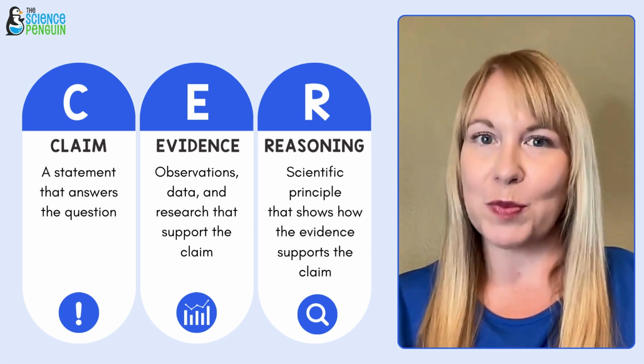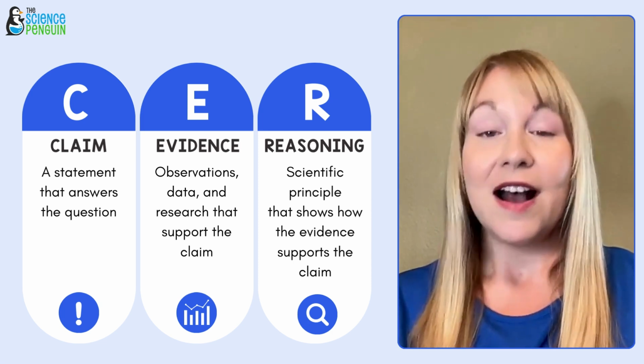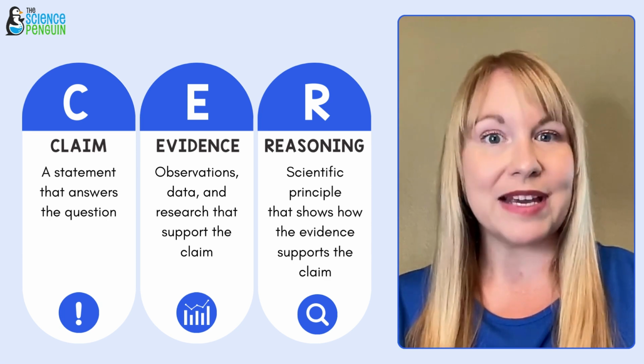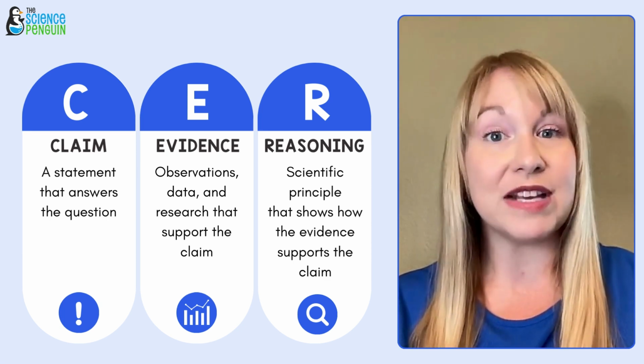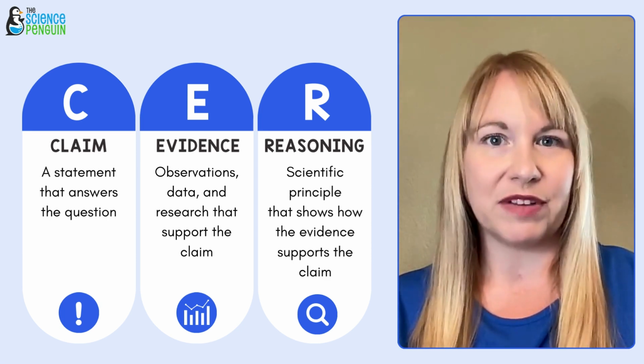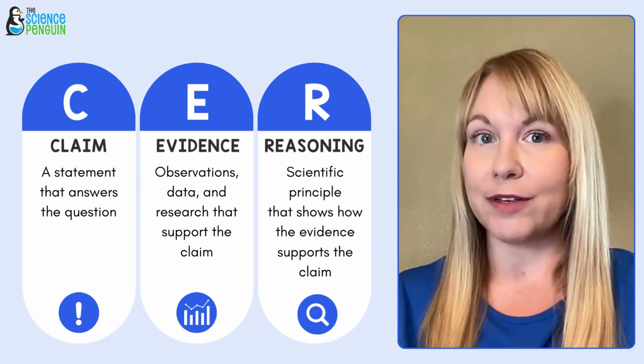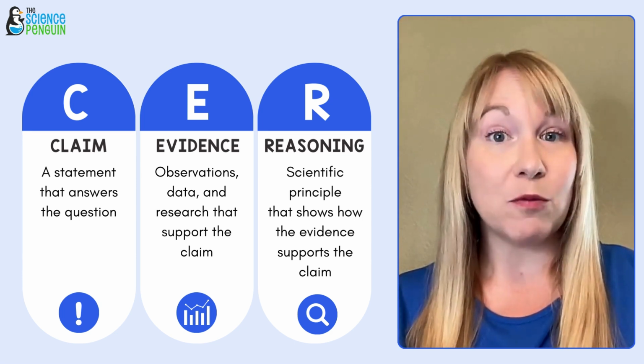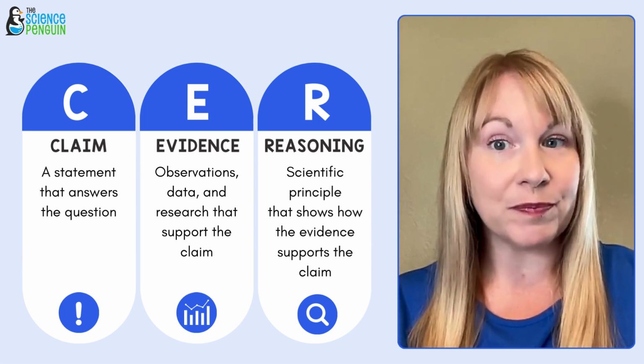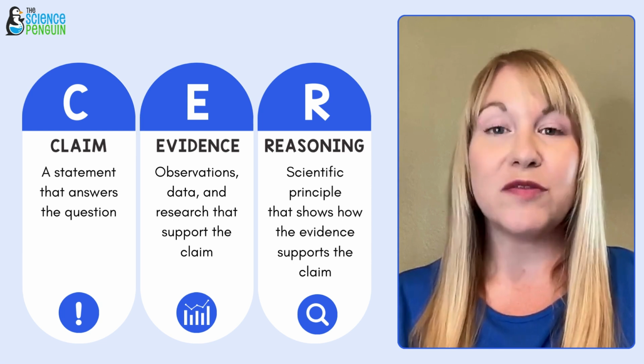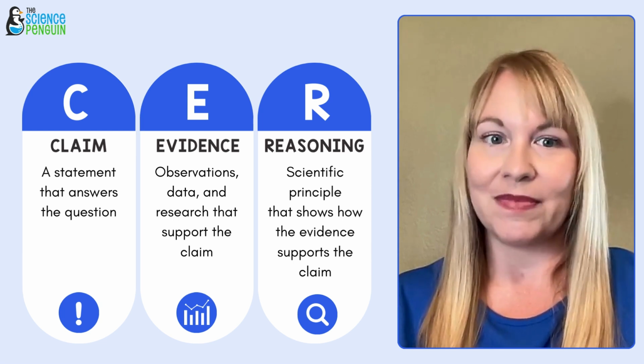Claim is the first part of the CER process. A claim is a statement, usually based on scientific phenomena or an investigation. Here are a couple of examples. Water is a liquid, or animals behave in ways that increase their chances of survival. The rest of the CER is focused on proving that claim.